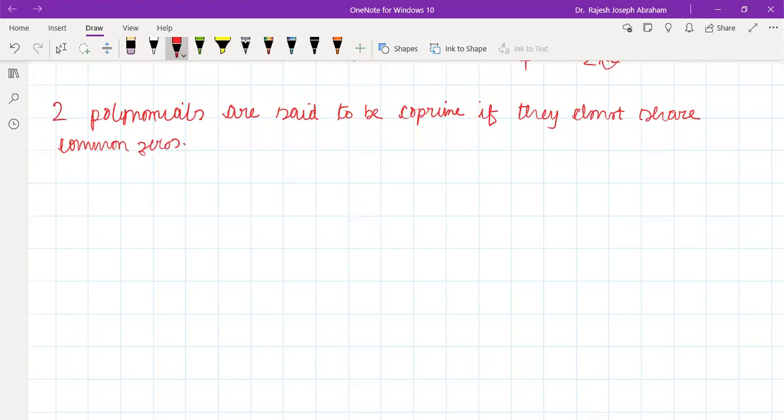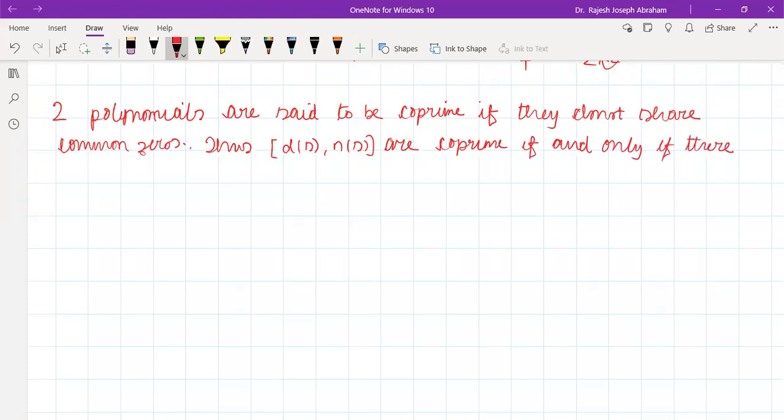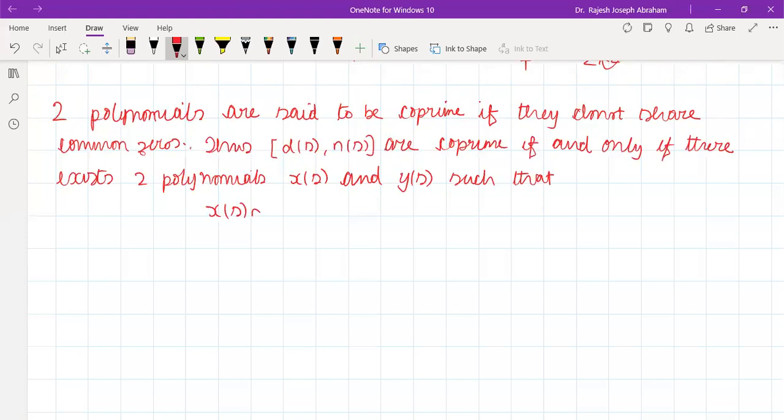If they do not share common zeros. Okay. Thus, D of S and N of S, where D of S and N of S are two polynomials, are co-prime if and only if there exist two polynomials X of S and Y of S such that X of S D of S plus Y of S N of S equal to 1.